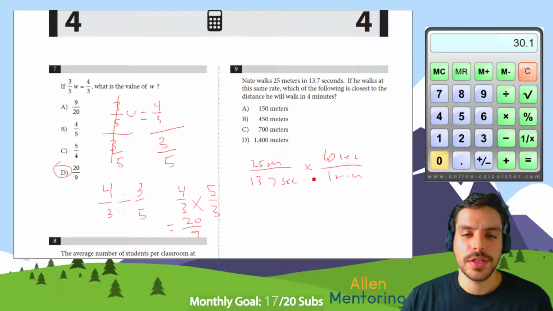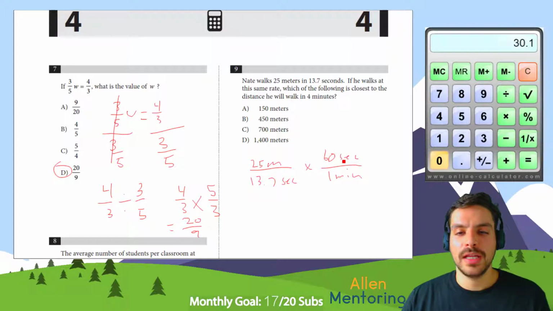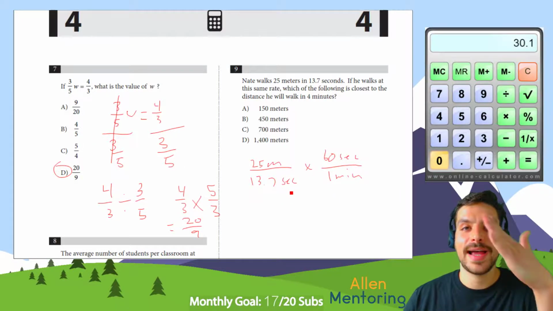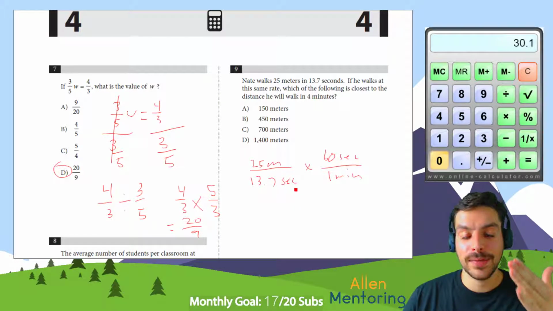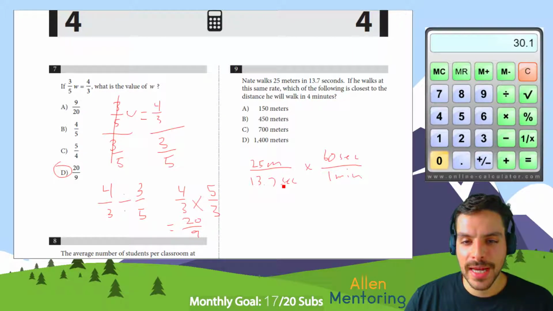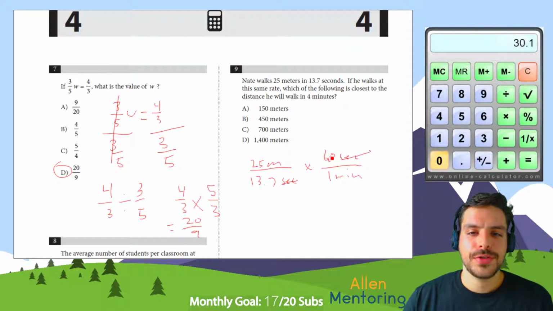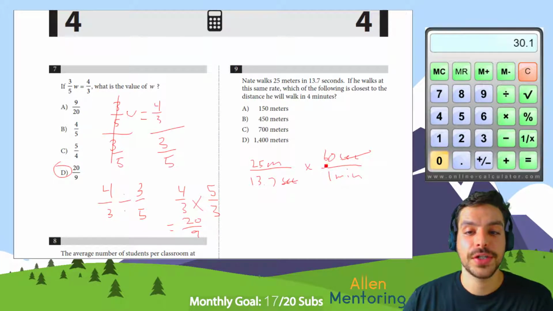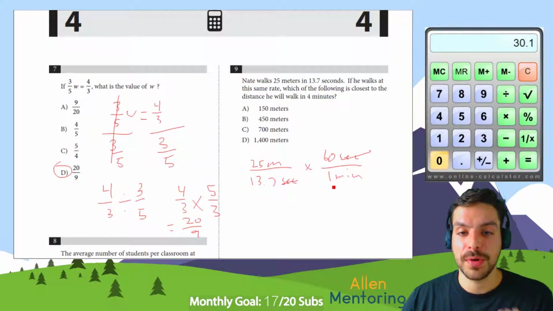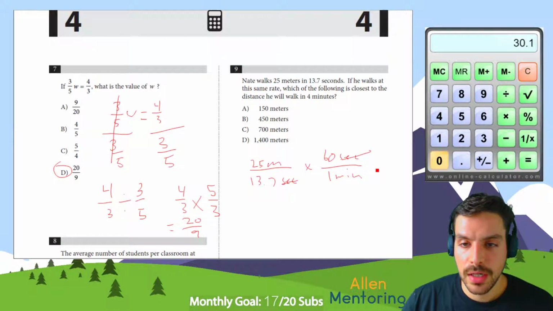Now, if we look diagonally, we see that we have seconds and seconds diagonal from each other in the fraction. If you have the same unit diagonal from each other in the fraction, you can cancel them out. So what units remain? We have meters on top and minutes in the denominator. After we complete this multiplication, we'll have meters on top per minute, which is perfect.